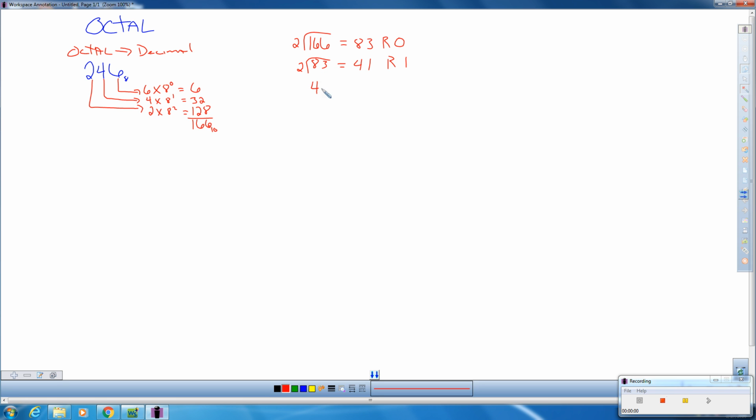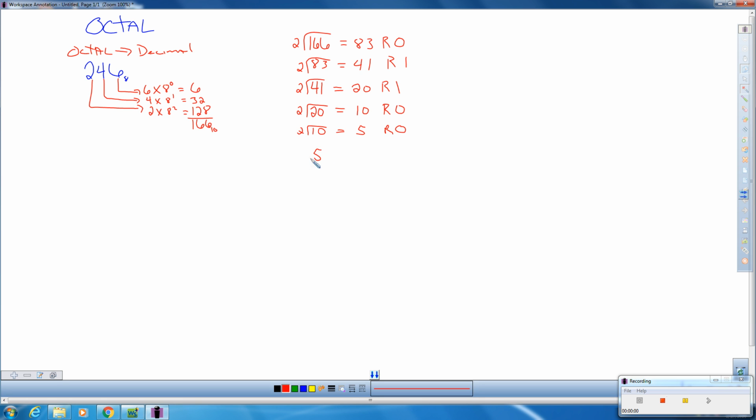We take 41 divided by 2. That gives us 20, and we have a remainder of 1. 20 times 2 is 40, and we have that remainder of 1 to get to 41. We take 20 divided by 2. That's 10, with a remainder of 0. We take 10 divided by 2. We get 5, and the remainder is also 0.